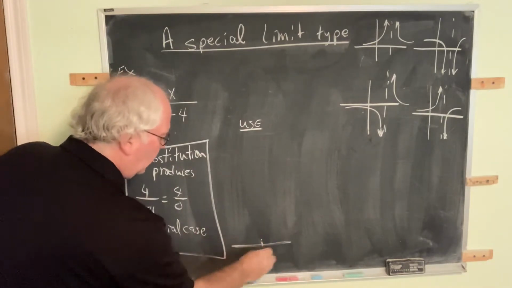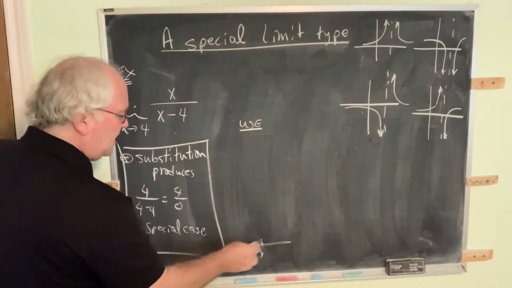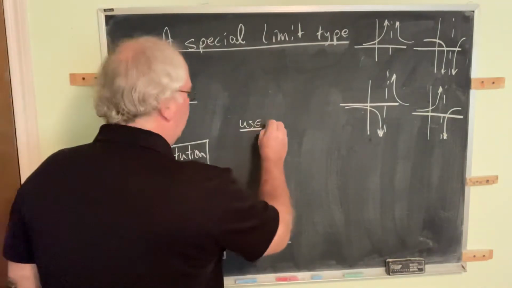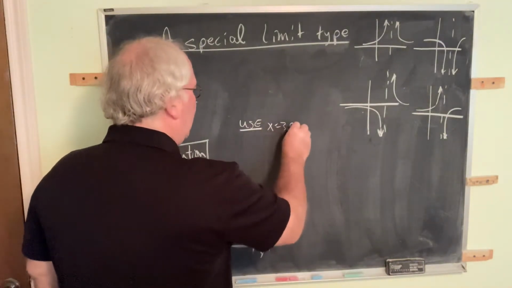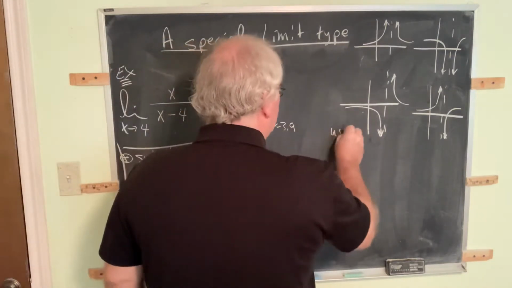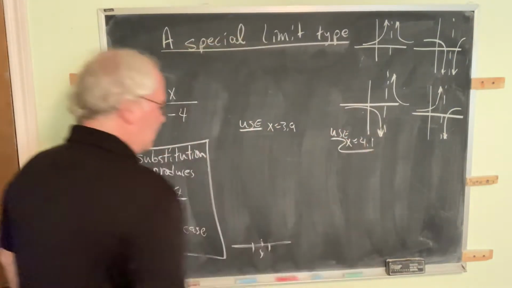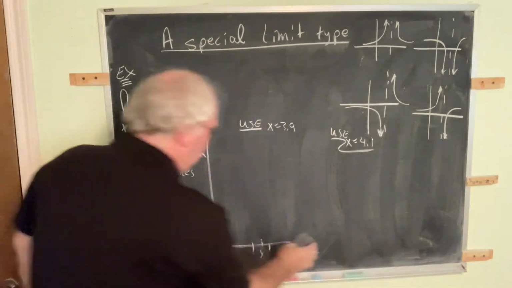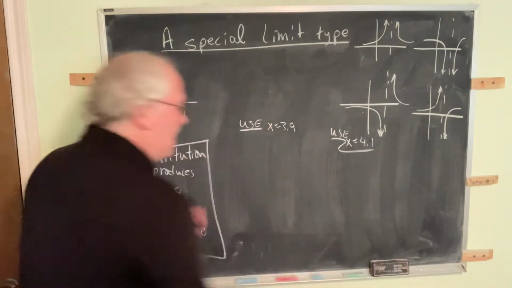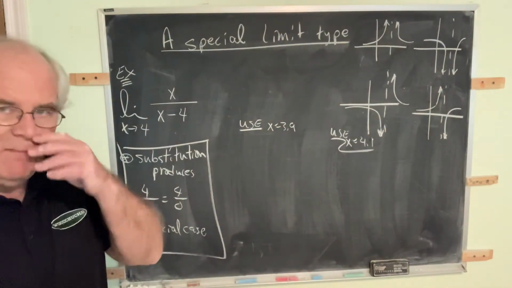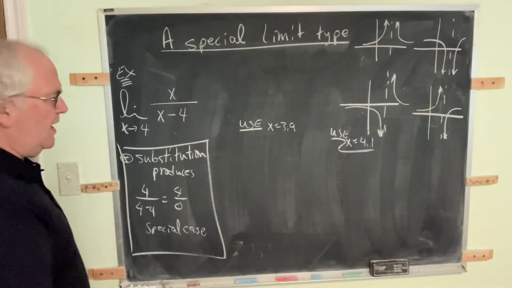Here's 4. I need 1/10 on either side: 3.9 and 4.1. So we're going to use x equals 3.9 and x equals 4.1. All we need is positive or negative. We don't need to know the number. If you have the number, that's wonderful, but all we need to know is positive or negative.